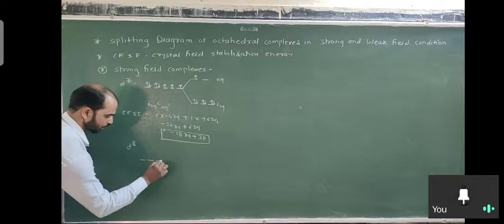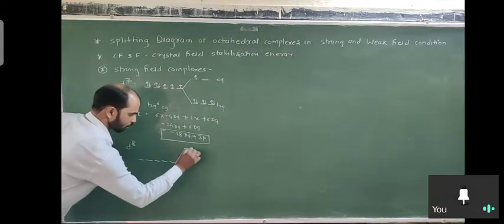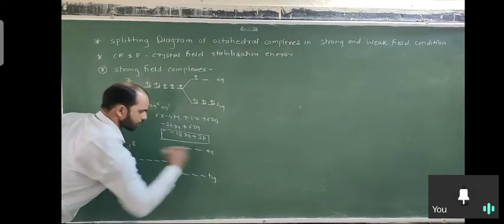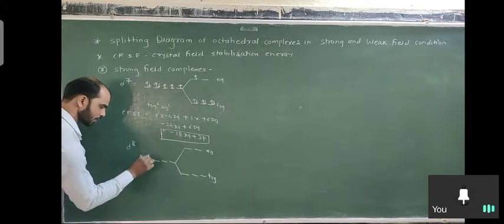Same as we calculate for d8. 1, 2, 3, 4, 5, 1, 2, 1, 2, 3, t2g, eg. Here we show 8 electrons.